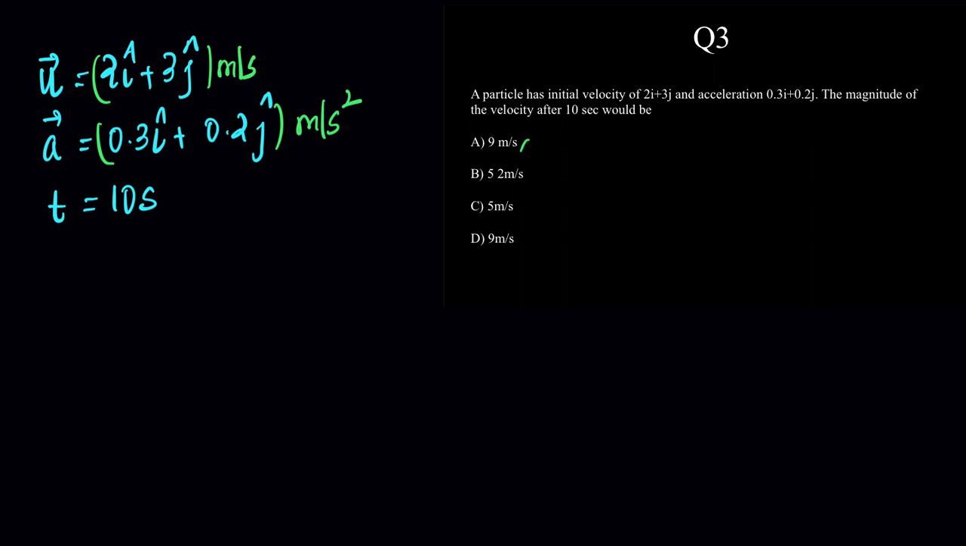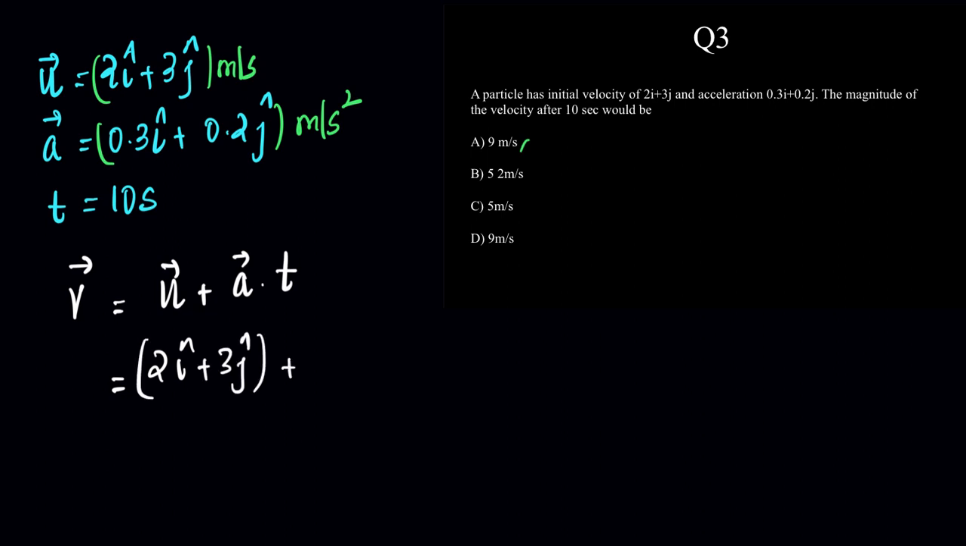Okay, so moving on further. What will be the equation of motion in the vector notation? It will be vector v is equal to vector u plus vector a into t. What is given vector u? Vector u is given as 2i cap plus 3j cap. So this is vector u plus what is vector a? Vector a is given as 0.3 i cap plus 0.2 j cap. What is t? T is given as 10 seconds.